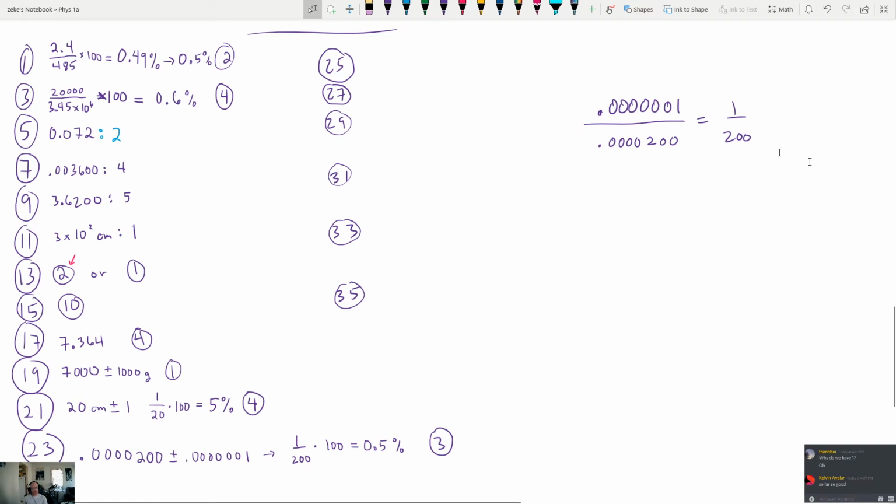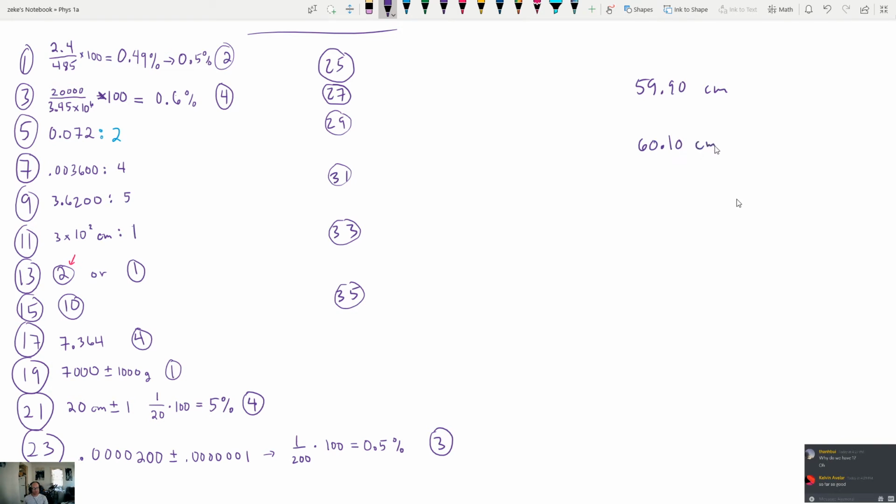Okay. 25. This one's really weird. Okay, it says a measurement between 59.90 cm and 60.10. So the number that fits between these two would be 60.0, right? The question is, do I add another 0 here or not? What do you all think? Should I leave it as 60.0, or should I add another 0 on here?